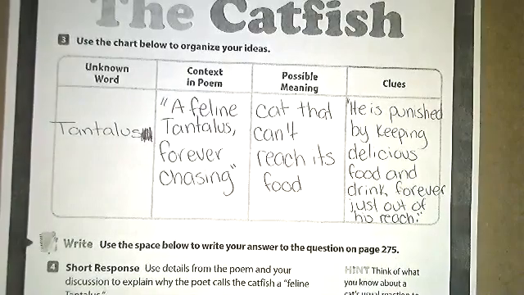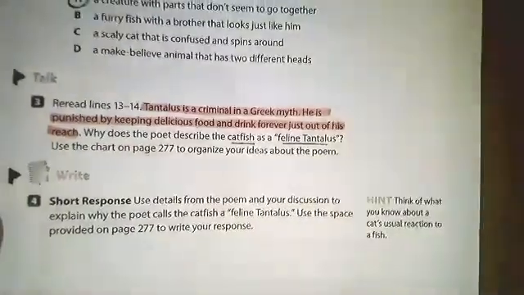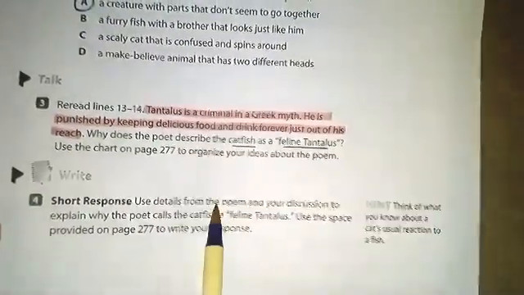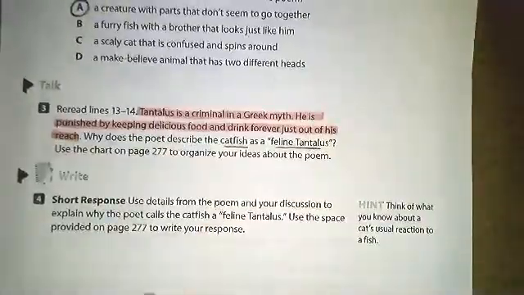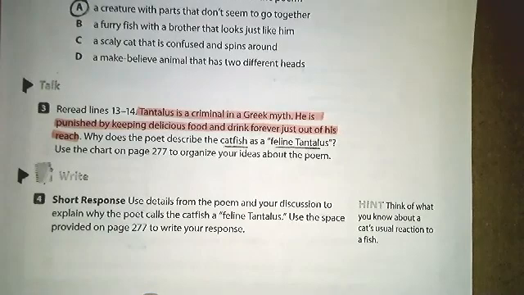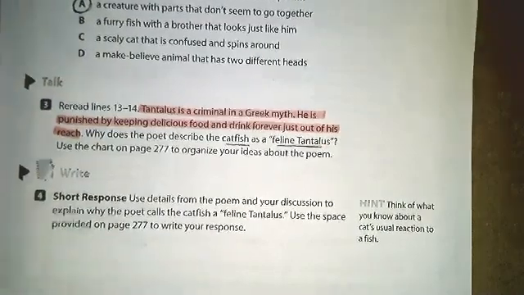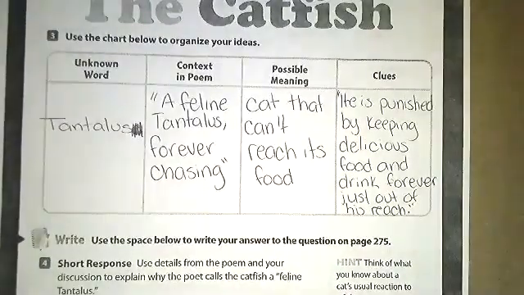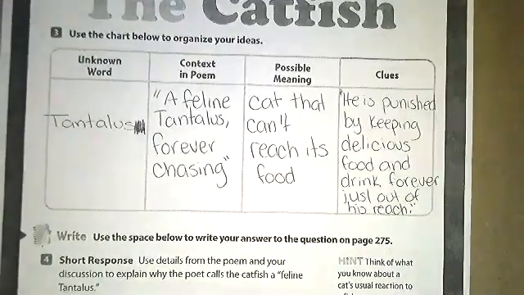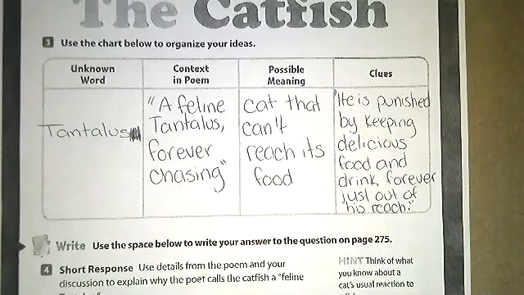Going back to page 275, number 4 says: use details from the poem and your discussion to explain why the poet calls the catfish a feline Tantalus. Use the space provided on page 277 to write your response. Hint: think of what you know about a cat's usual reaction to a fish. So again, guys, don't forget you can pause this video whenever you need to throughout.